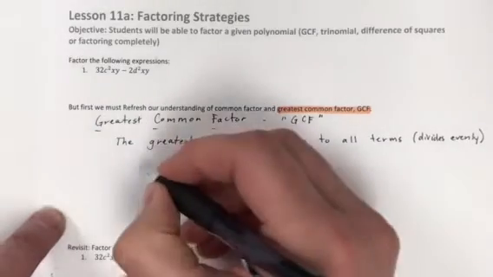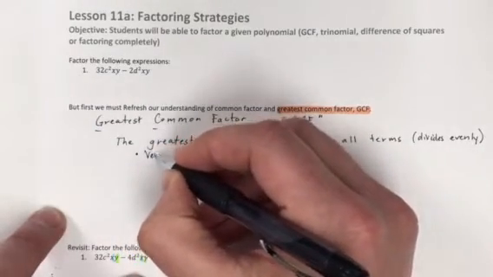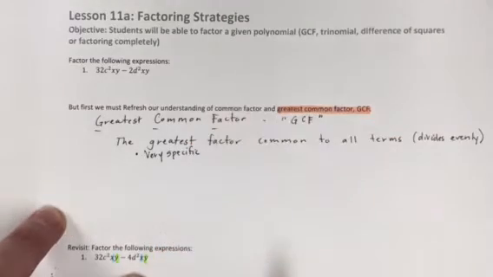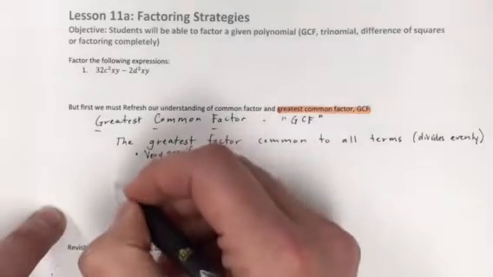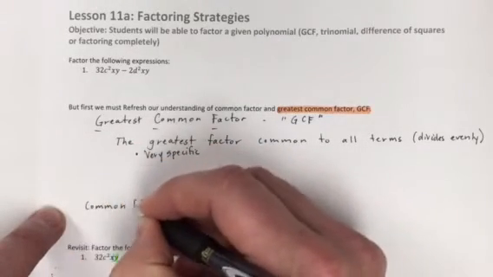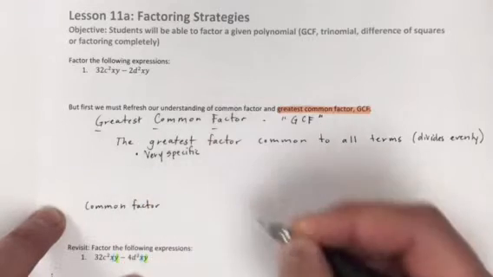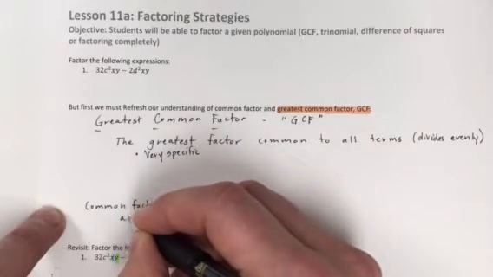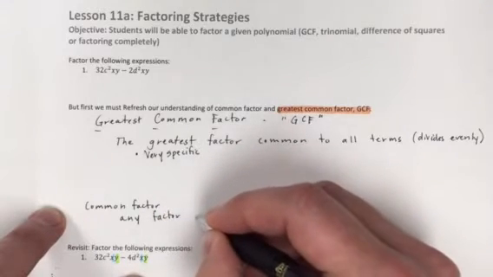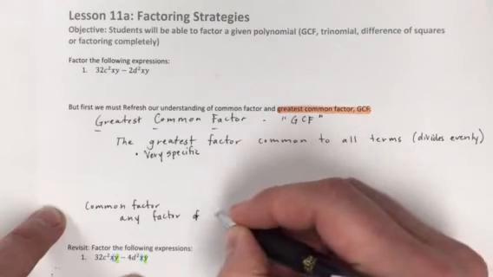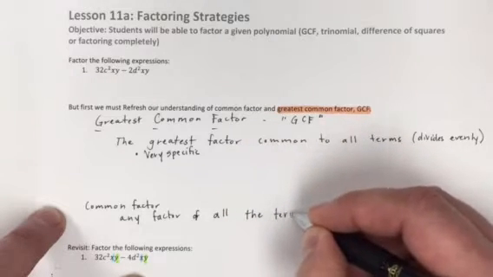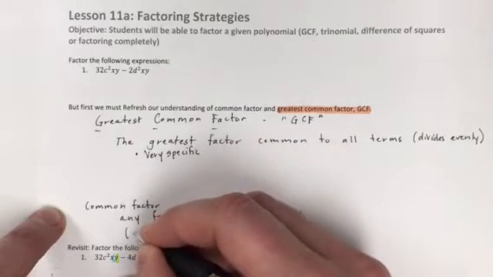Okay, this value is very, very specific. Okay, a common factor, on the other hand, is any factor of all the terms. And there can be many of these.